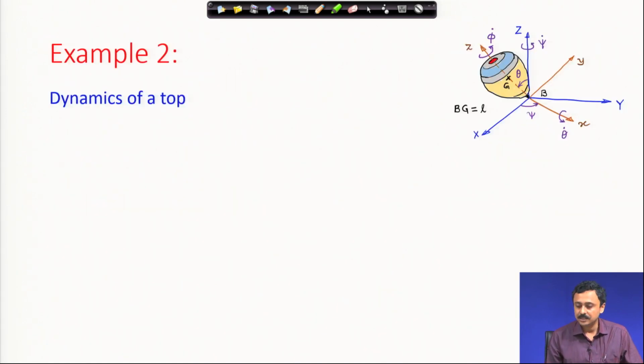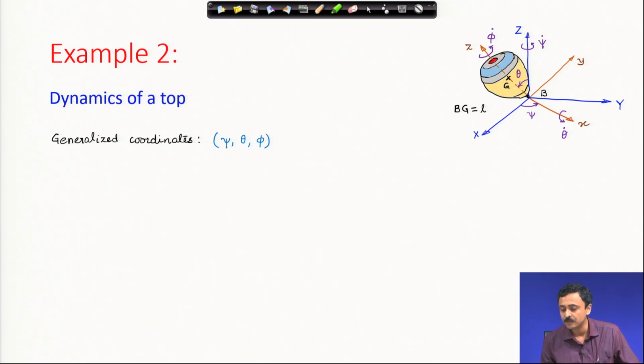Next, we will look at this classic example of a spinning top. We will look at the dynamics of a top. First, we identify the generalized coordinates. These things we have discussed many times earlier. A top is a symmetric object. Therefore, we can very cleverly find a coordinate system which is not body fixed, yet the moment of inertia tensor is constant in this frame, and that frame I have drawn in brown.